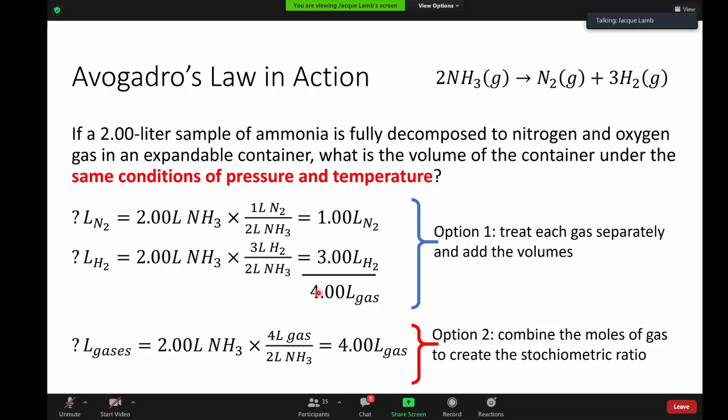You can do it by treating each gas independently. Or you can do it by saying how many liters of gases would you get from the decomposition of 2 liters of ammonia, recognizing that you get 4 liters of gas. 1 plus 3 is 4. 4 liters of gas to 2 liters of ammonia, and you get the same answer. So you can combine them together either way. But that would be an example of doing a stoichiometry problem based on volumes as opposed to moles.